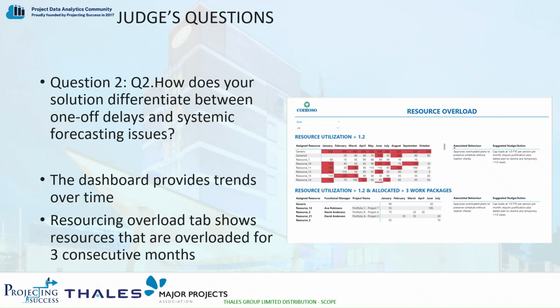Question 2. That's achieved by trend analysis. For example, the Resourcing tab highlights overloads in red when utilisation exceeds 120%. The Resource Overload tab analyses patterns over time. So if a resource is overloaded for more than 3 consecutive months, it's flagged as a systemic issue rather than a one-off overload. This way, leaders can focus on long-term planning improvements rather than reacting to isolated incidents of overload.